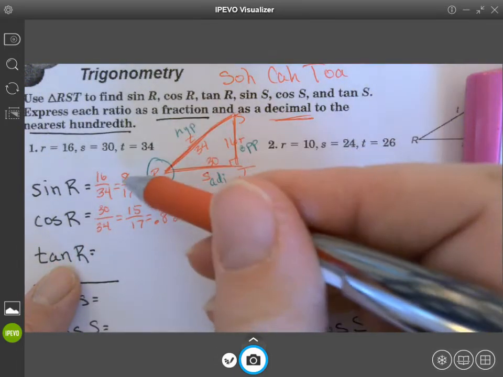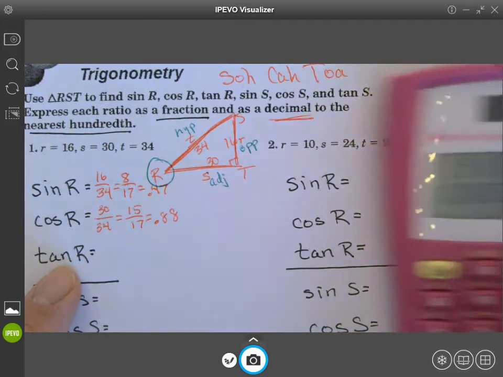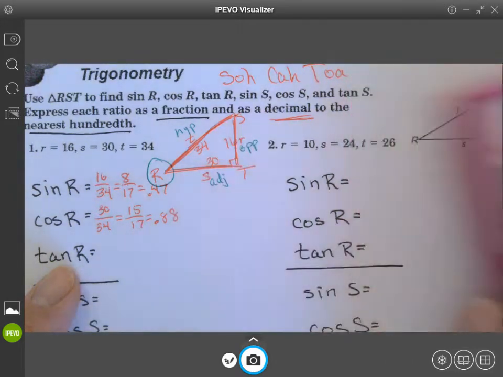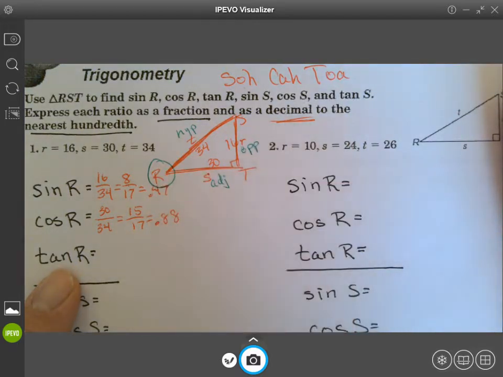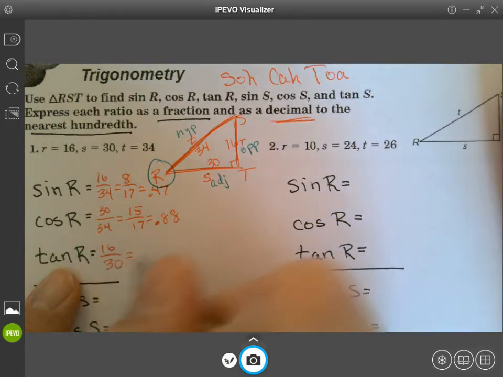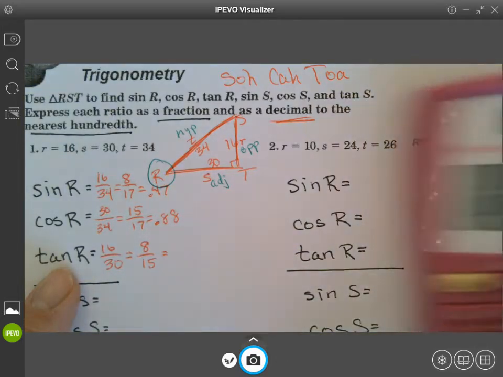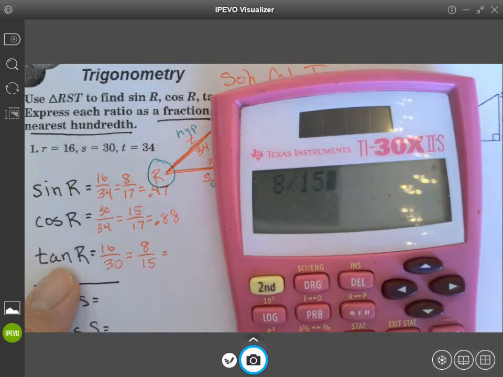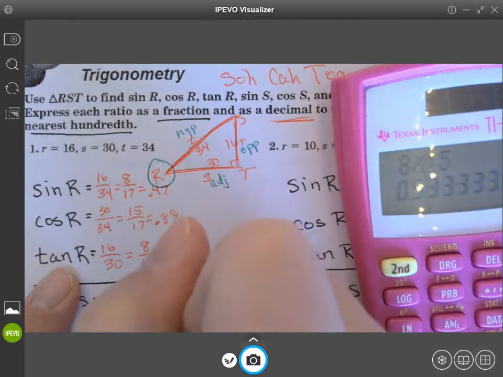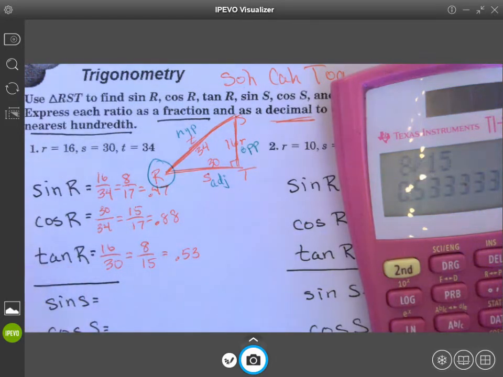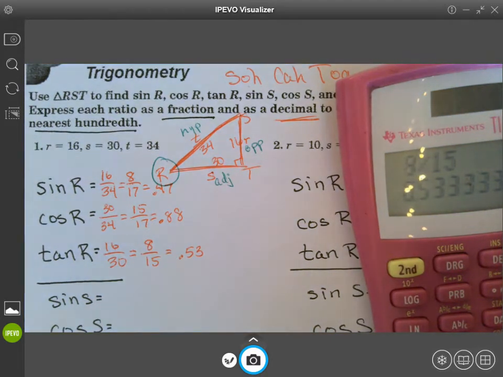So what they're looking for is the reduced fraction and the decimal. Tangent of r, well, tangent is opposite over adjacent. So here's r, opposite is 16, adjacent is 30. Go ahead, put that in your calculator and reduce. I get 8/15, and then my decimal, which is 0.53 repeating. They said nearest hundredth, so 0.53. Don't put a little repeating sign over it, because then you didn't round it.